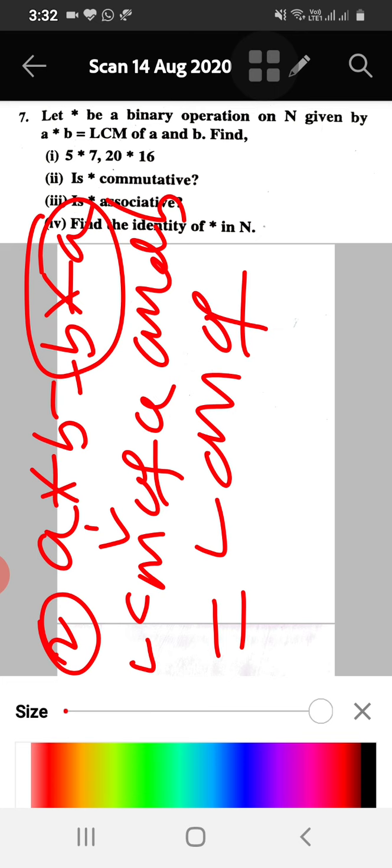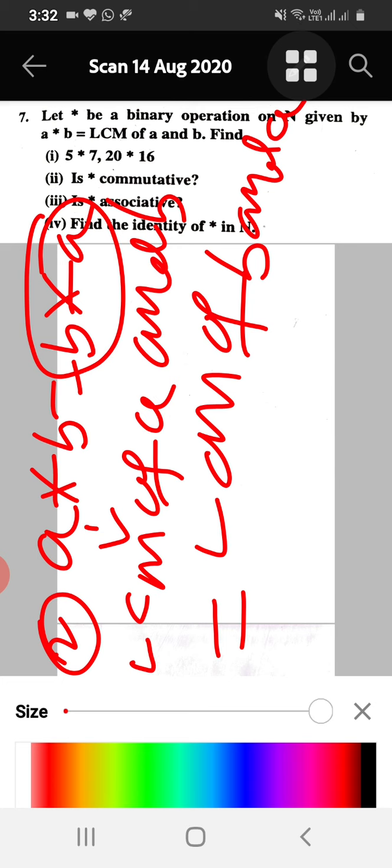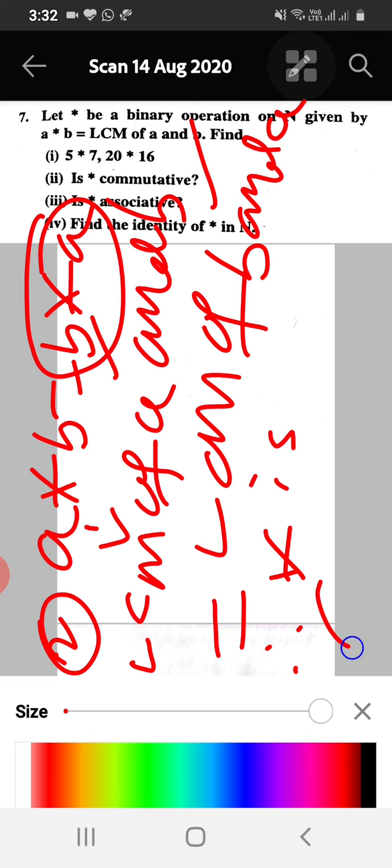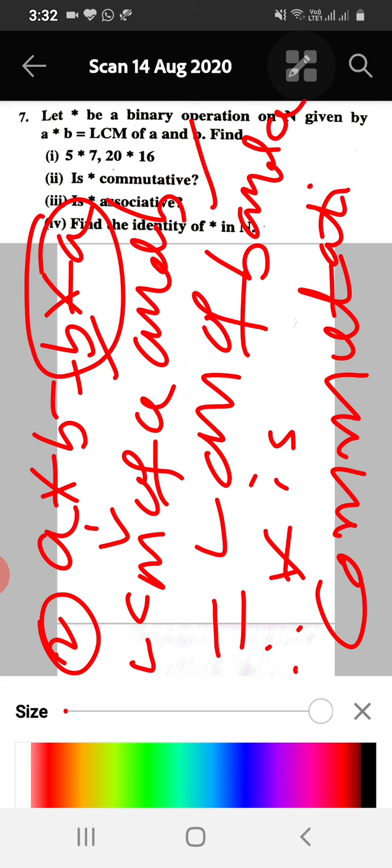This is LCM of B and A. Both are the same. LCM of A and B is as good as LCM of B and A. Therefore, star is commutative.